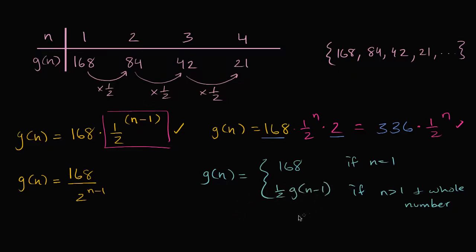And you can verify that this works. If n is equal to 1, we just go right over here. It's going to be 168. g of 2 is going to be 1/2 times g of 1, which is, of course, 168. So 168 times 1/2 is 84. g of 3 is going to be 1/2 times g of 2. So that is the explicit definition of this sequence, and this is a recursive function to define this sequence.